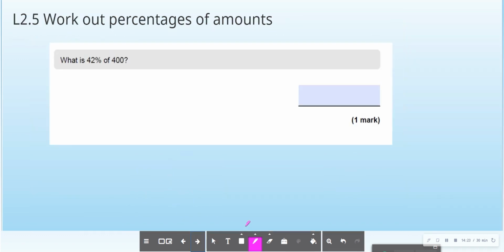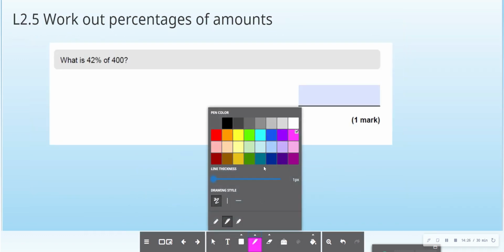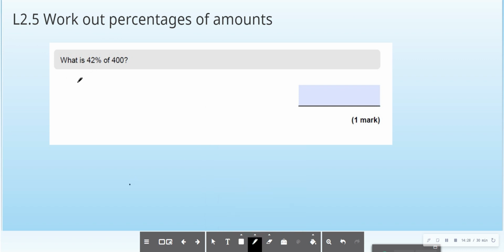Okay, 42% of 400. So always returning back to finding 10%. So you always find 10% first. Remember, put your point at the end, move it 1 back. So 10% is 40. And I need 4 of those to make 40%. So I'm just going to go around the houses and write these all out.